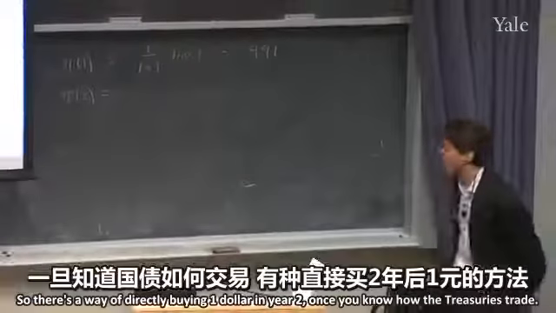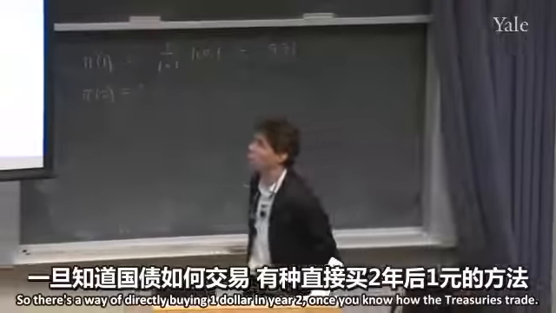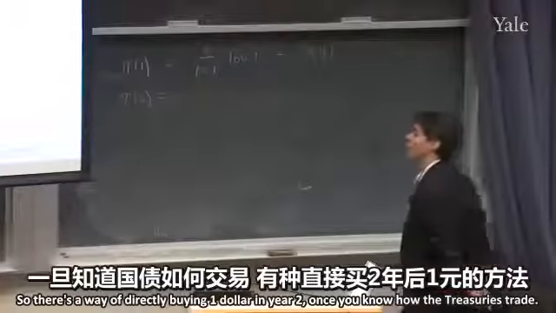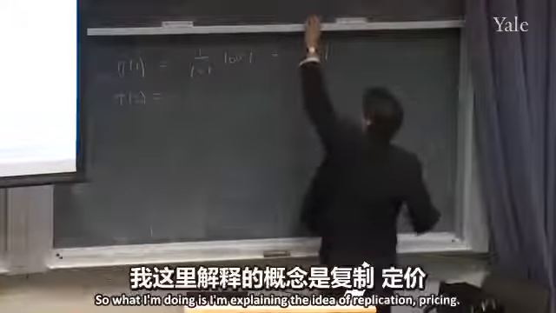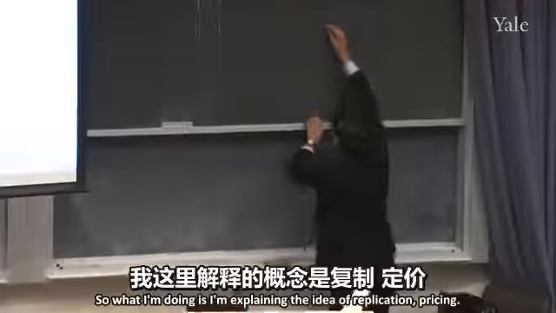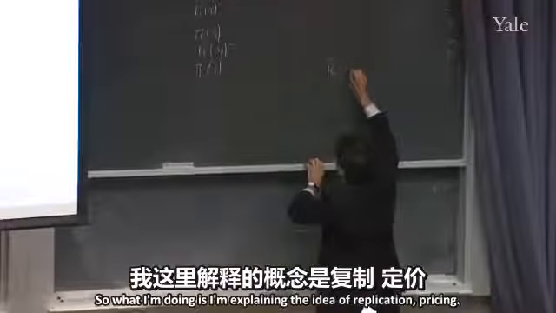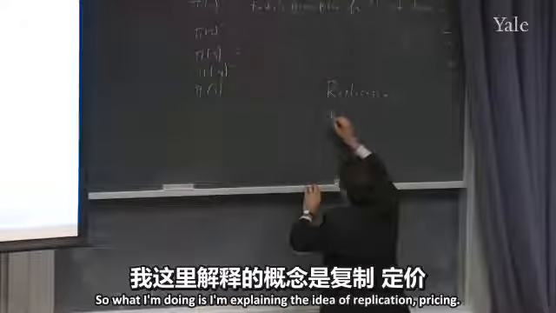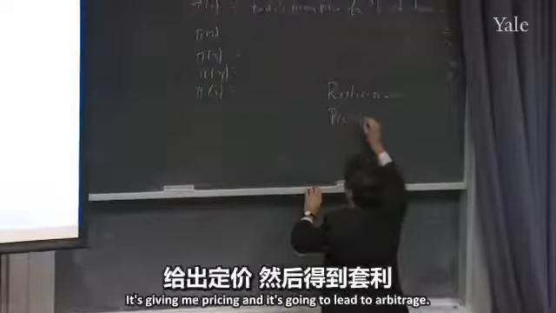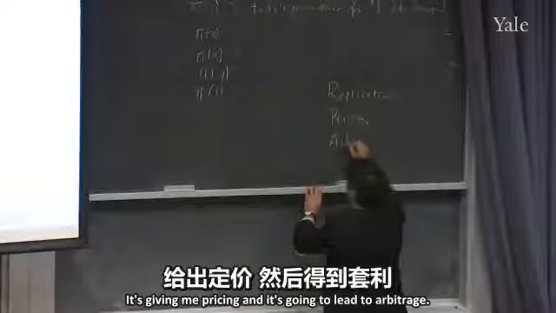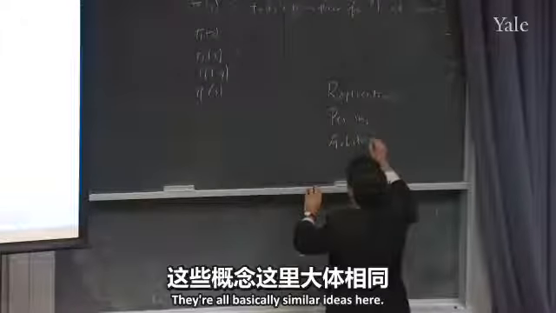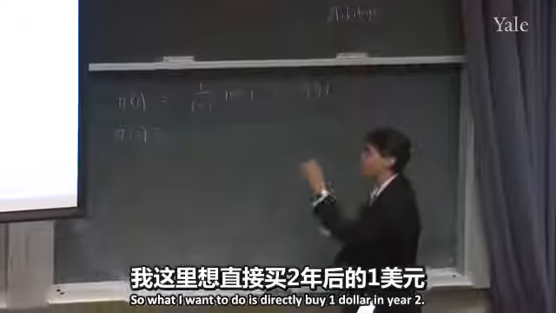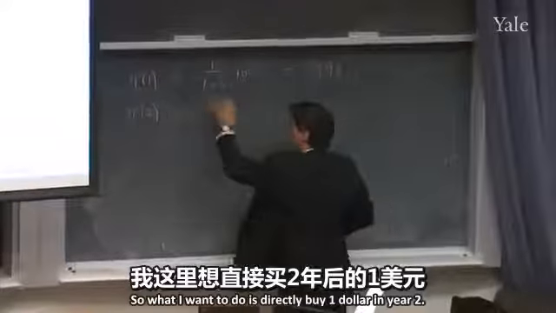So there's a way of directly buying $1 in year 2 once you know how the treasuries trade. What I'm doing is explaining the idea of replication, pricing, and it's going to lead to arbitrage. They're all basically similar ideas here. Okay, so what I want to do is directly buy $1 in year 2.